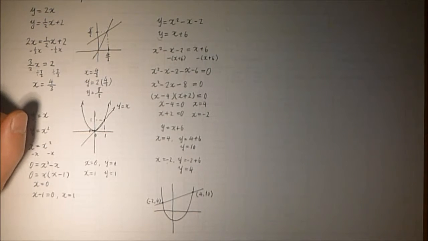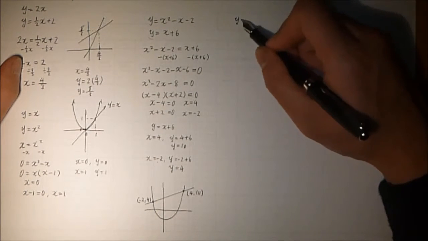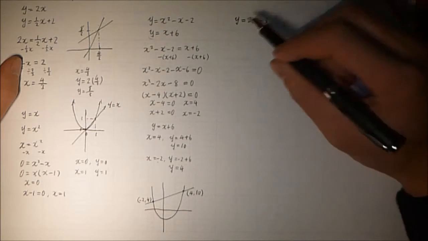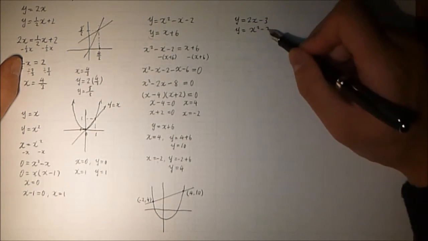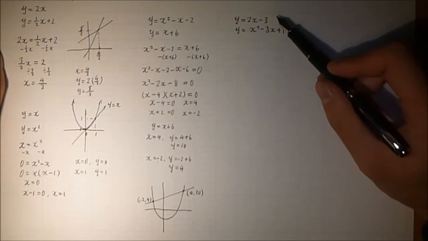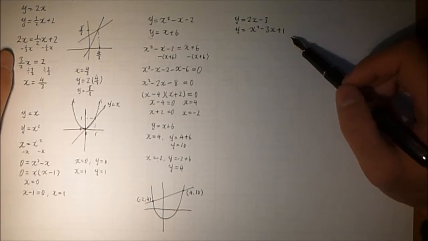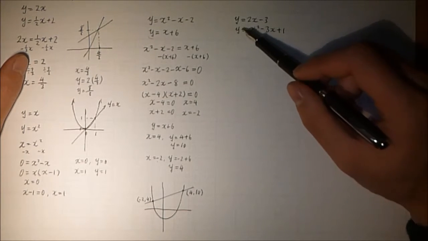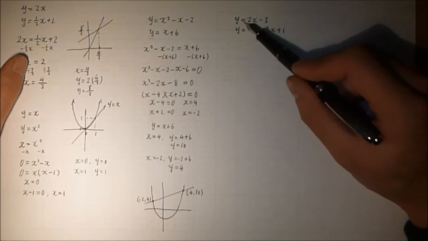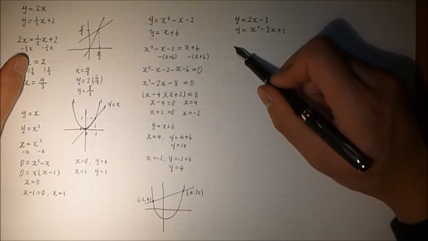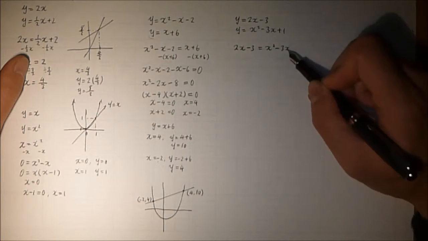Now let's have an example. y equals 2x minus 3 and y equals x squared minus 3x plus 1. So once again, a straight line and a parabola. We assume that this y is in fact the same y here, so we can simply substitute this part back into it, which means we end up with 2x minus 3 equals x squared minus 3x plus 1.